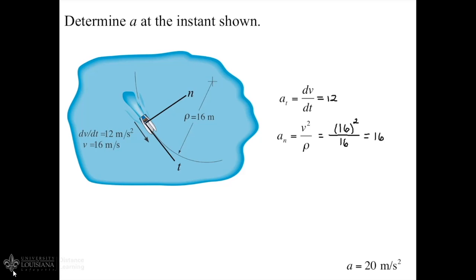How do we find the resultant acceleration? Well, we use Pythagorean's theorem, don't we? A is equal to the square root of its two components. We have 12 squared, and we add to it 16 squared. When you work this out, of course, you get the result of 20 meters per second squared. Realize then that the acceleration vector is going to be directed up this way. One component this way of 12 meters per second squared, and the other component this way of 16 meters per second squared.